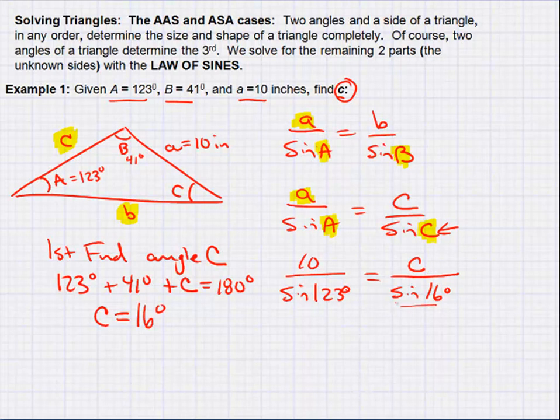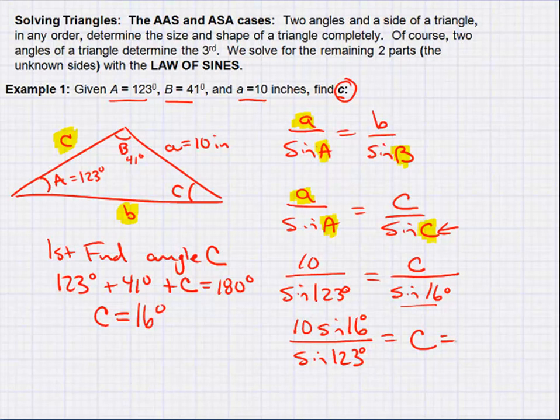What I'm going to do is take this piece and multiply it to the other side. I get 10 times the sine of 16 over the sine of 123 equals C. Plug that into your calculator, and you got your answer. Make sure your calculator is set to degrees because that's what these are. So I do the sine of 16 degrees, sine of 123 degrees. But that's going to get you your answer for what the measurement for C is. The solving part's not bad. It's setting it up that you got to make sure you do.